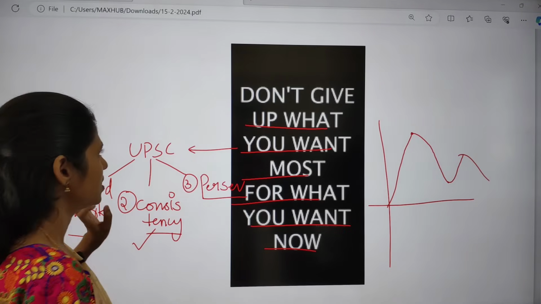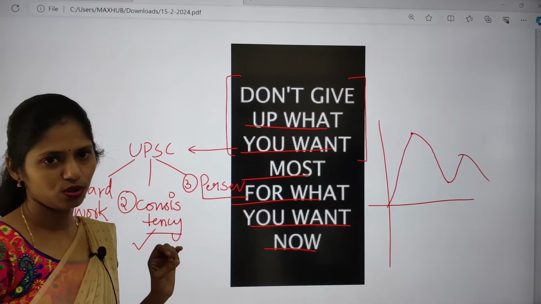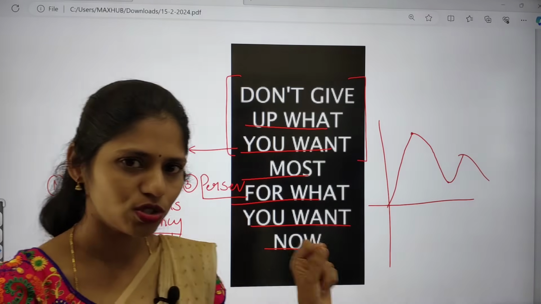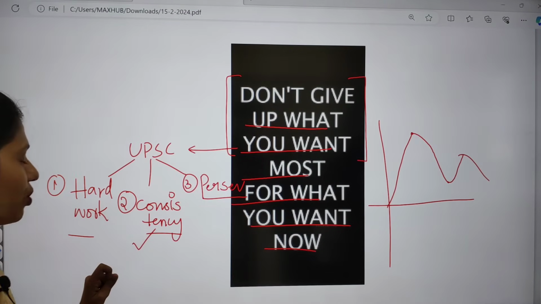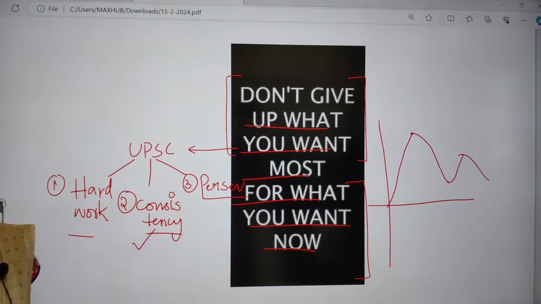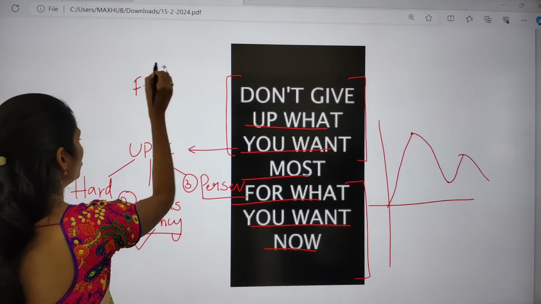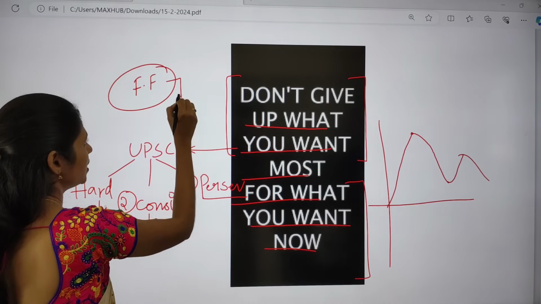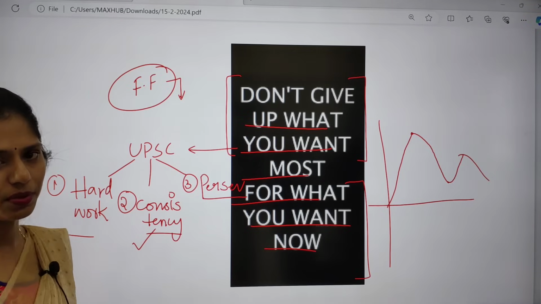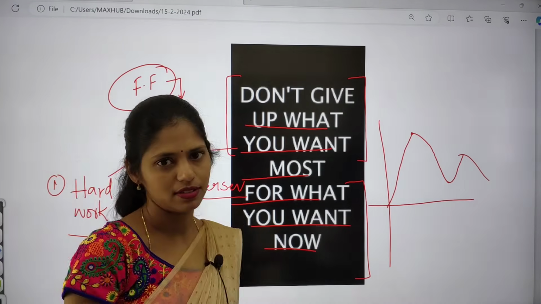So this quote says that you have to always think about the future goal. You should always focus on your future goal. You should not focus on temporary happiness. Okay. You can connect this topic with our great freedom fighters. Their vision was always to get independence from the Britishers. So they didn't give up because of temporary happiness.